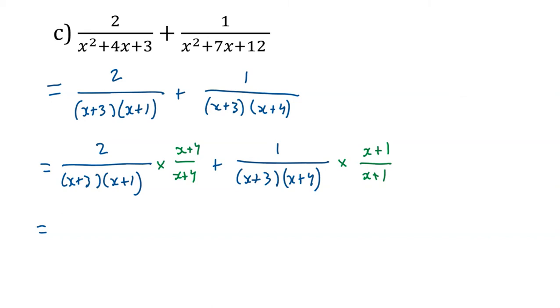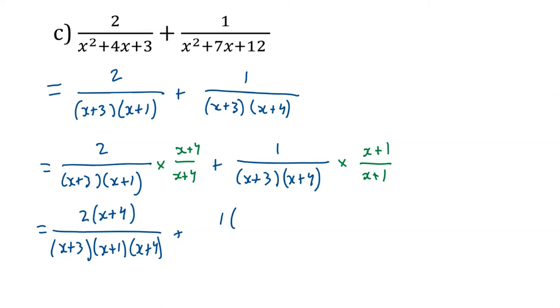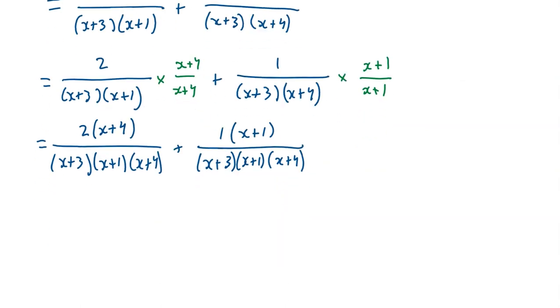A little reminder, hopefully we remember. x plus 3, x plus 1, x plus 4, plus 1 times x plus 1 over x plus 3 times x plus 1. I'm just going to write them in the same order so that we can see for sure they have a common denominator. And so now I can add the tops, okay? And that becomes 2 times x plus 4 plus 1 times x plus 1, you don't need the 1 there obviously, over our common denominator.